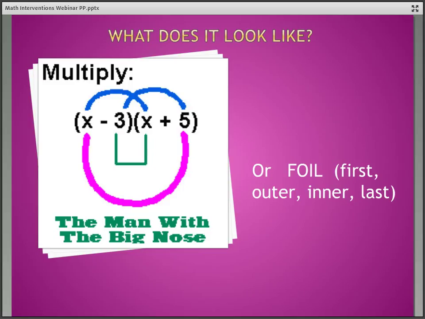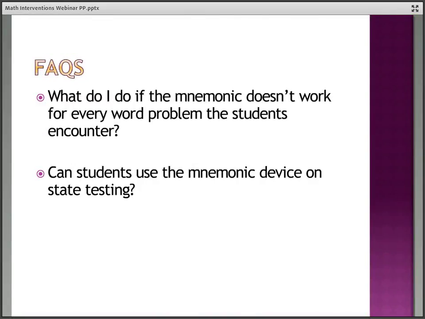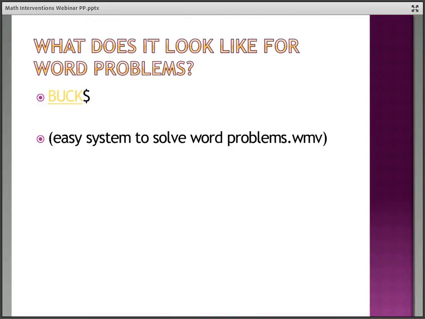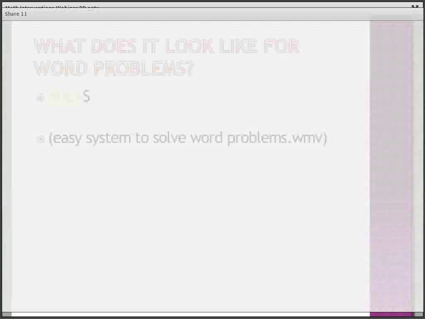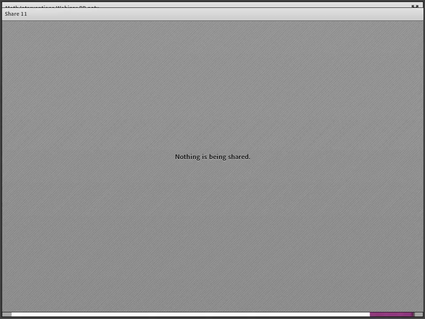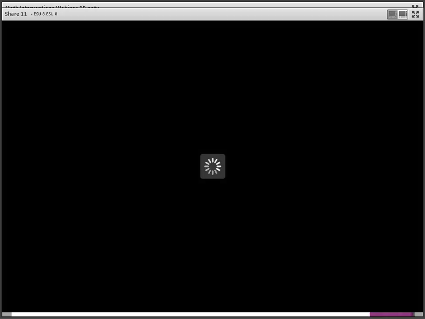So just kind of an example, it doesn't matter necessarily which mnemonic you use, just as long as you're consistent with it for your students. But you had a video for that one too, right? Yeah, we have one for a word problem. I believe she calls it BUCK. There is a little ad here at the beginning, so you'll have to be a little bit patient till we can get through that.